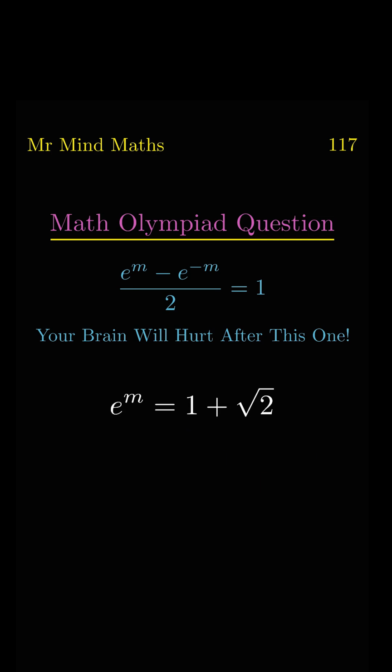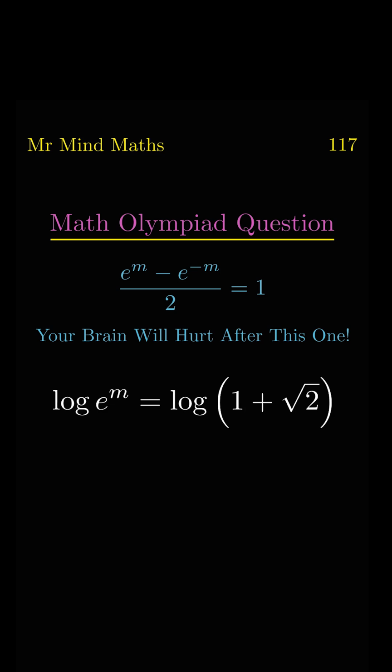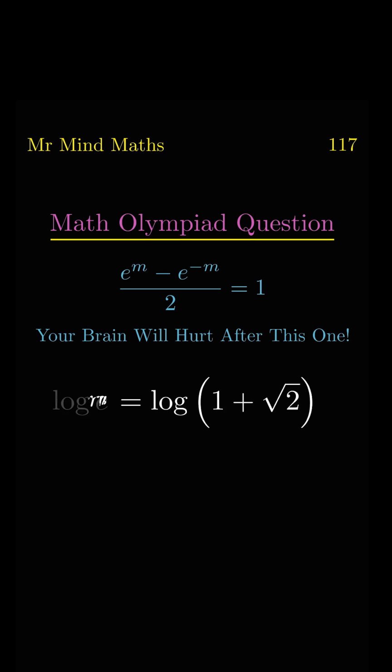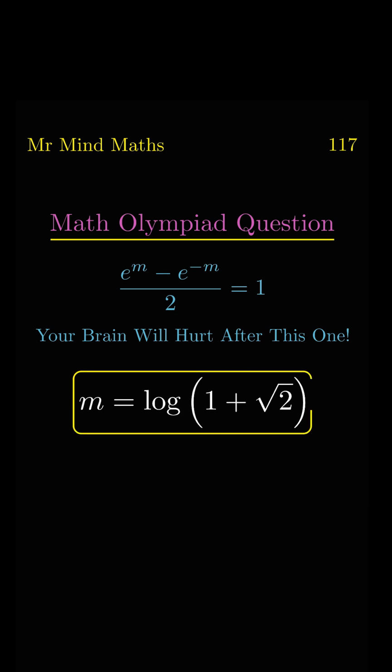Now we will take log on both sides, so that on the left hand side log and e will get cancelled, so we will get m equal to log of 1 plus under root 2, which is the final answer.